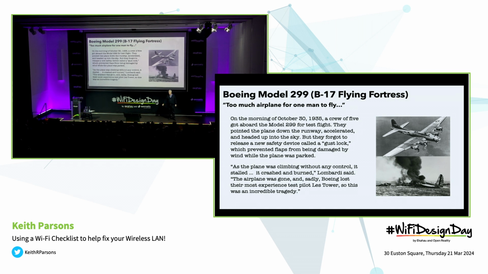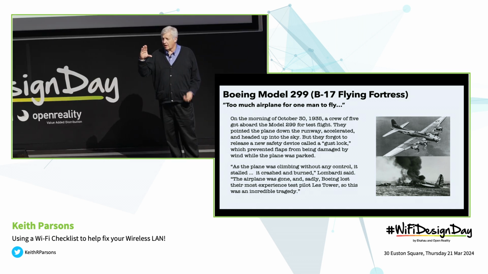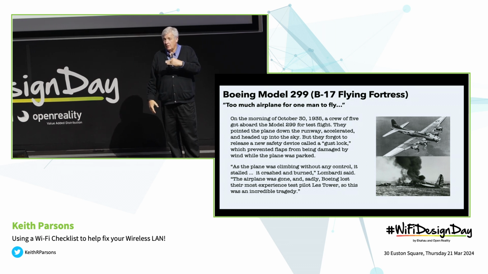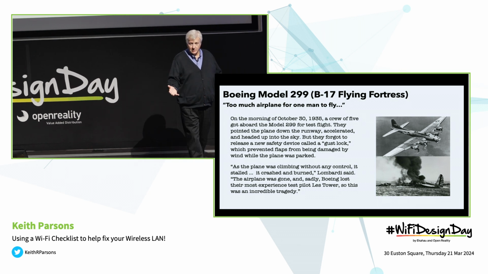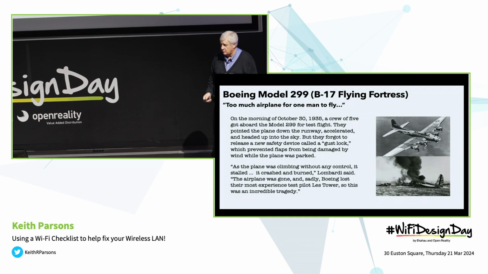So there was a little switch to put on what was called the gust lock, which just locked the hinge so it wouldn't flap around. And the pilot forgot to flip the switch, and he died. I mean, sometimes you have big consequences for little small errors.